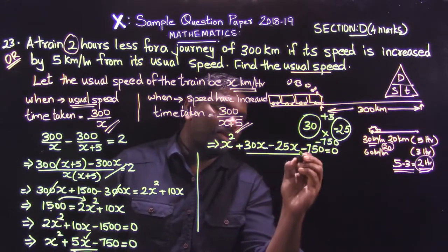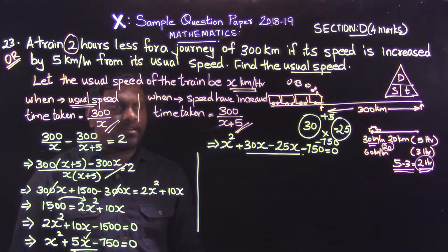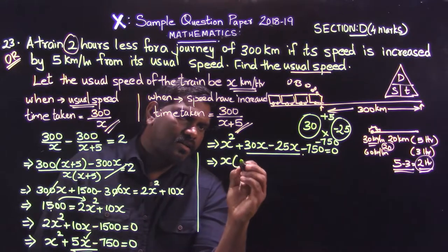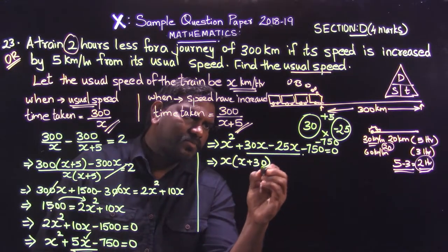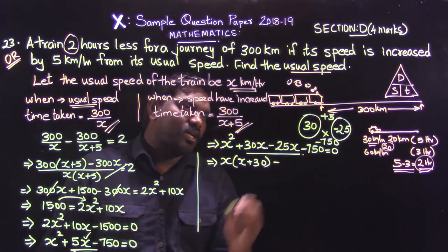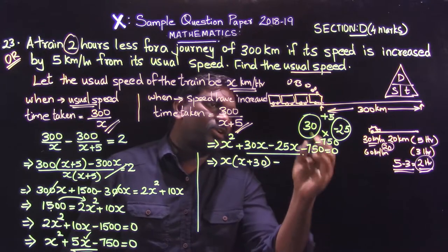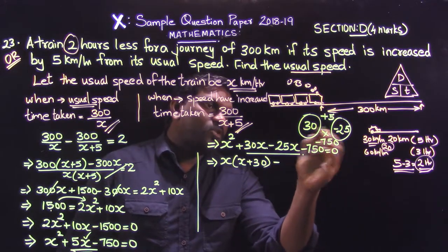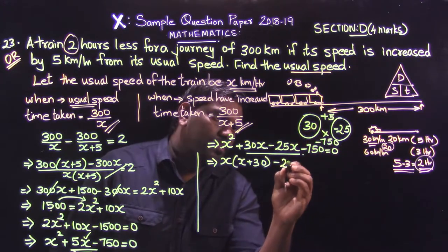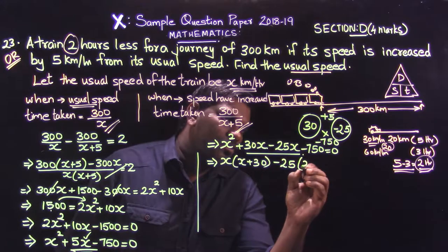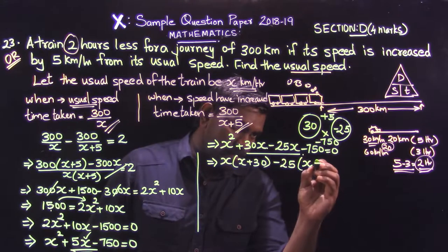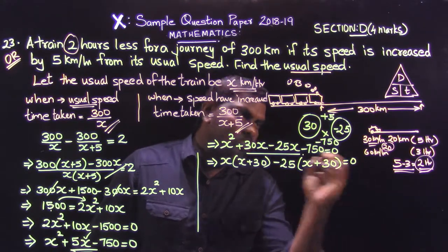This is what you really want to get if you want to solve it. From here I would take the common factor, which is x. So x plus 30, and from these two terms I really need to take minus 25 outside. So 25 I am taking outside, from here 25 went, so x minus 25 went, and so it will be plus 30, that is equal to 0.